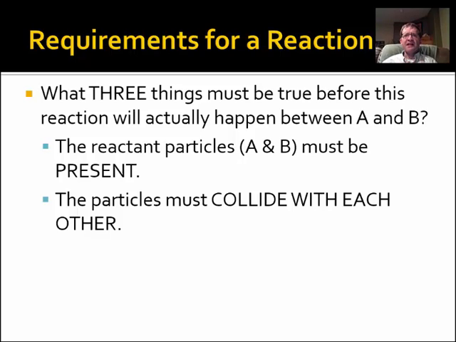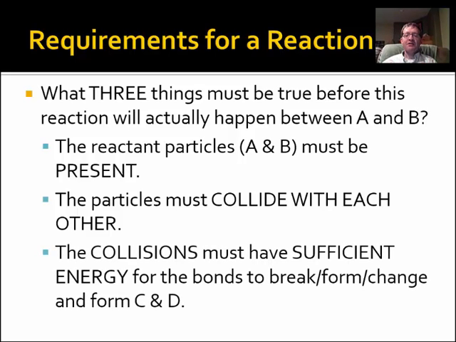And that's really where kinetics gets into things. We think about kinetic energy as the energy of movement. Well, here we have particles moving, and they collide with each other, and they have enough energy at times for a reaction to occur. And that's our third requirement: the collisions between A and B have to be strong enough or powerful enough in order for A and B's bonds to break or form or change or rearrange in some way to give us C and D.